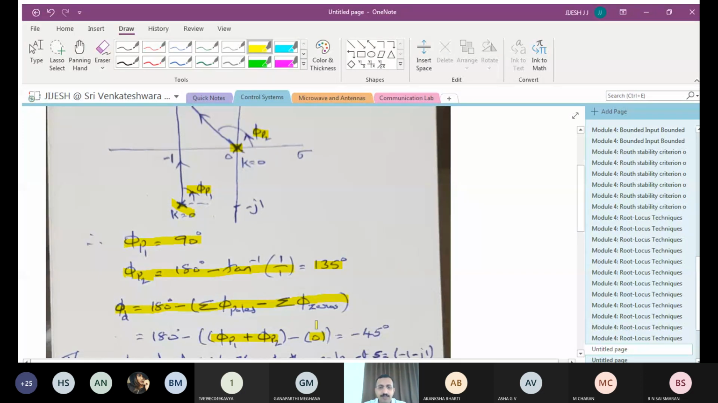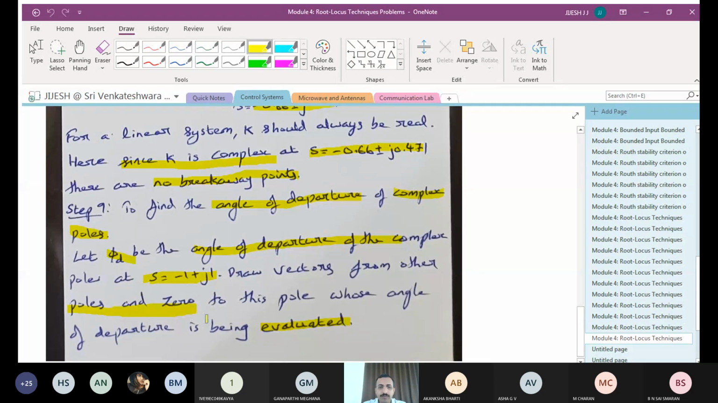So summation of phi zeros is 0. So you finally end up with the equation by substitution, that is 180 minus phi p1 plus phi p2 minus 0, then we solve it, you will get it as minus 45 degree. So what you got here, the angle of departure, you got it as minus 45 degree, for the pole S is equal to minus 1 plus j1.